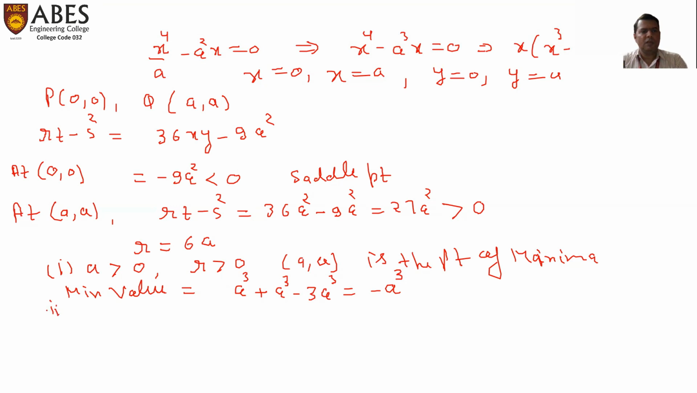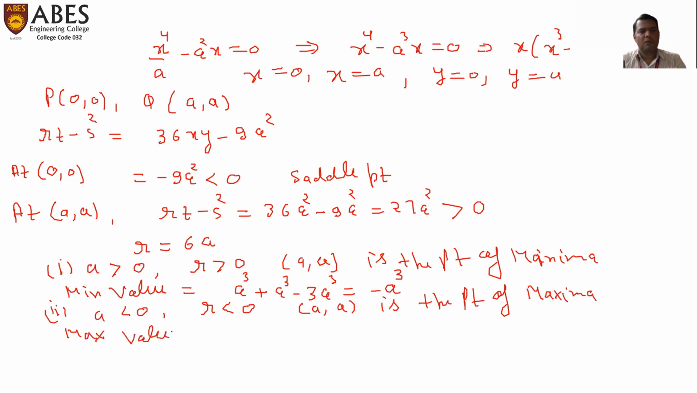Now, if a is less than 0, then R is also less than 0. So (a, a) is the point of maximum. And the maximum value of the function is, now we put x equals a and y equals a, and this equals minus a cube. So this is the maximum value of the function.